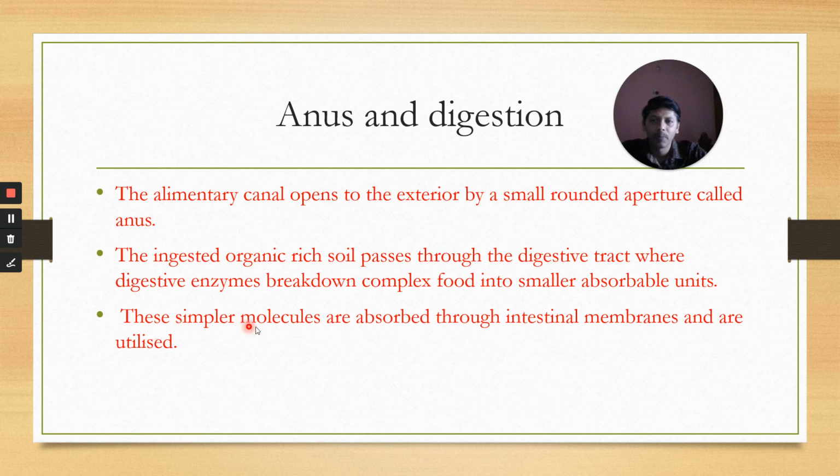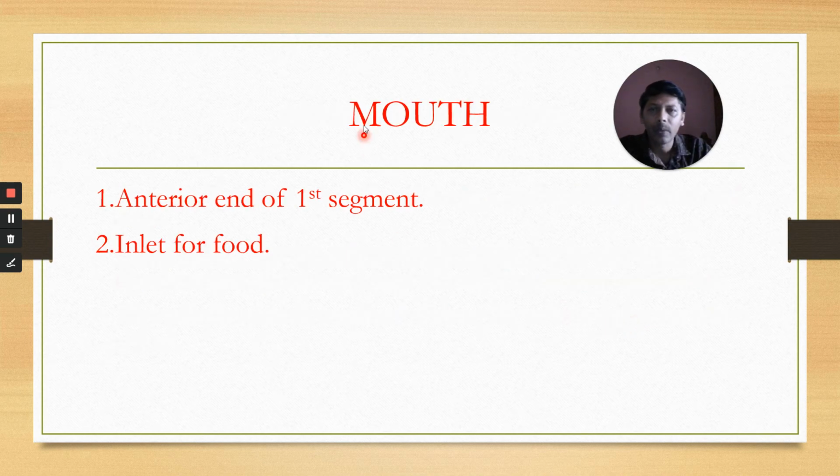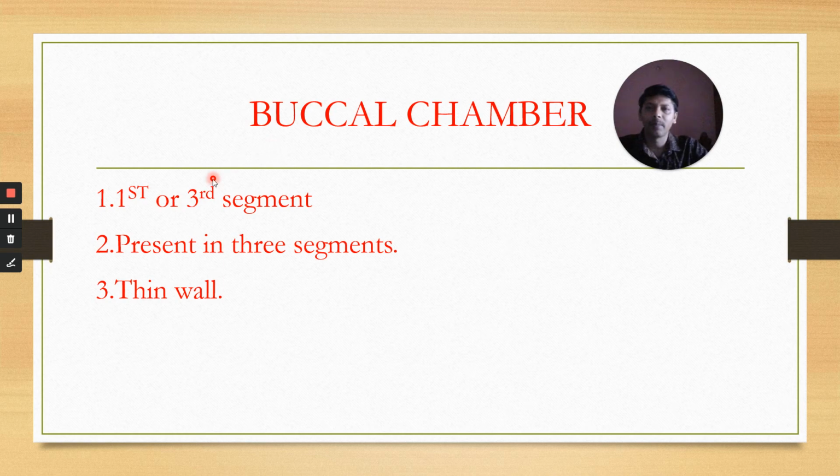These simpler molecules are absorbed through the intestinal membranes and are utilized. Look here. Okay, mouth. Where is the mouth? In which segment? It is the inlet for taking food. Next, the buccal chamber or buccal cavity. Where is it? In the first, second and third segments, a total of three segments.